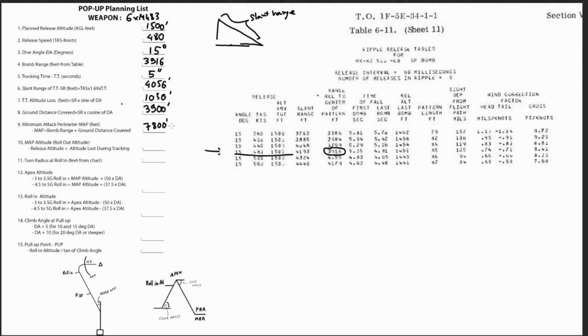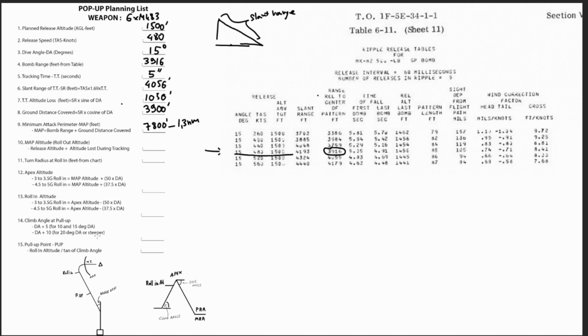And now we need to calculate the map altitude. First, it's a good idea always to convert the map distance into nautical miles by dividing with 6,050. So that gives us 1.3 nautical miles. And let's move on to step 10.